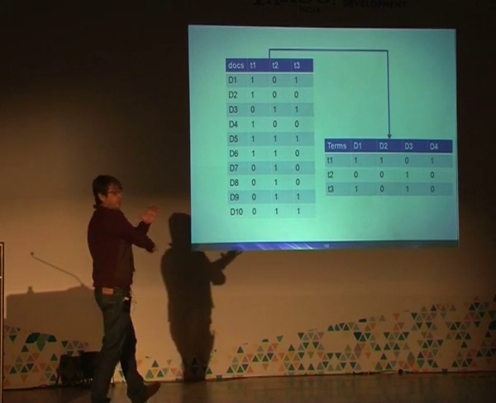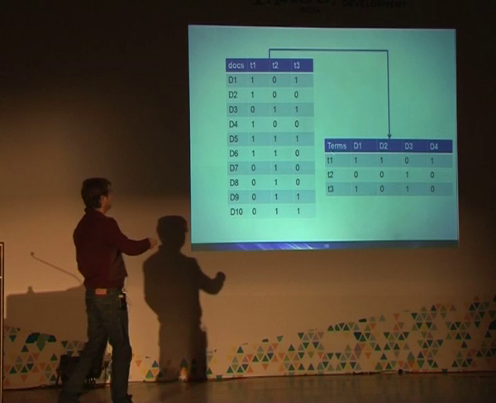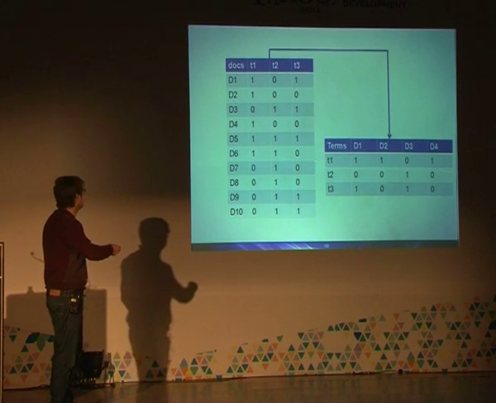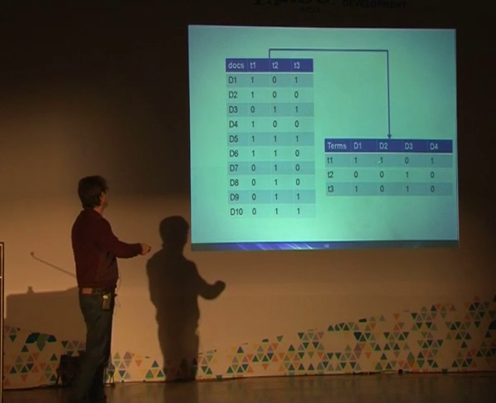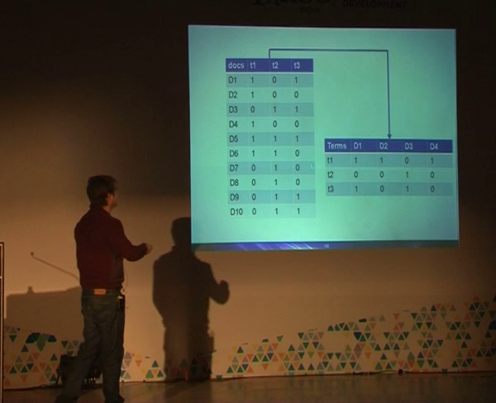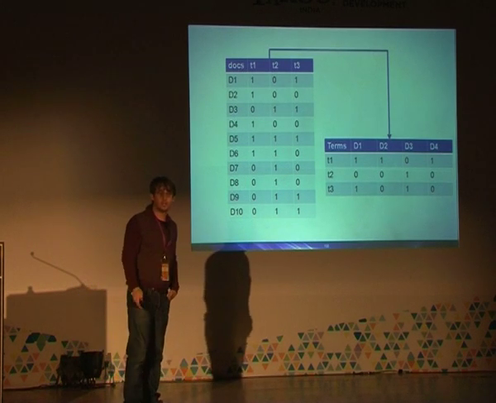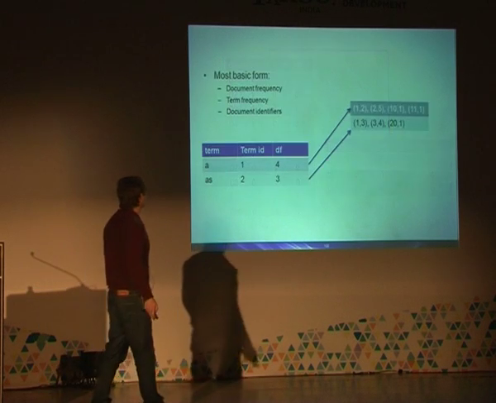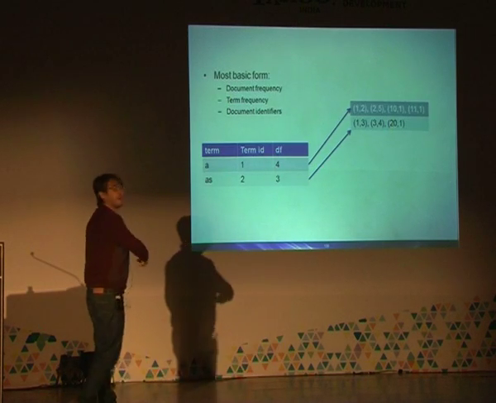Now you invert this. So now you have the term as a key and the documents as the values. Right? So term number 1 is in document 1, 2, 3, 4, 5, 6, 7, blah, blah, blah. Right? So same with T2, same with T3. Okay? Super simple, but this is the key. You can have more stuff there.